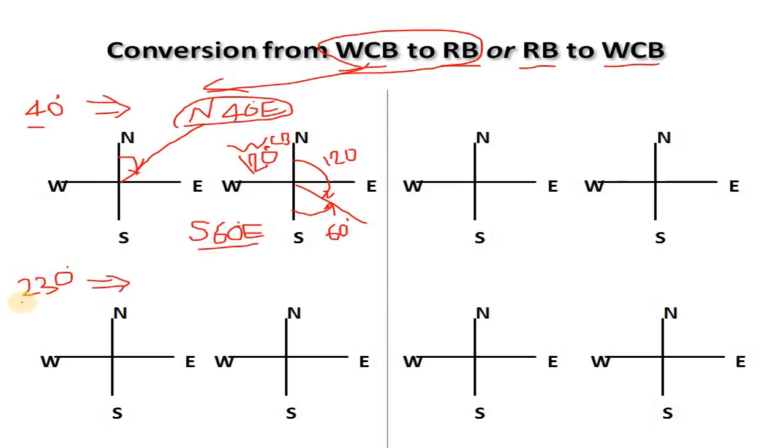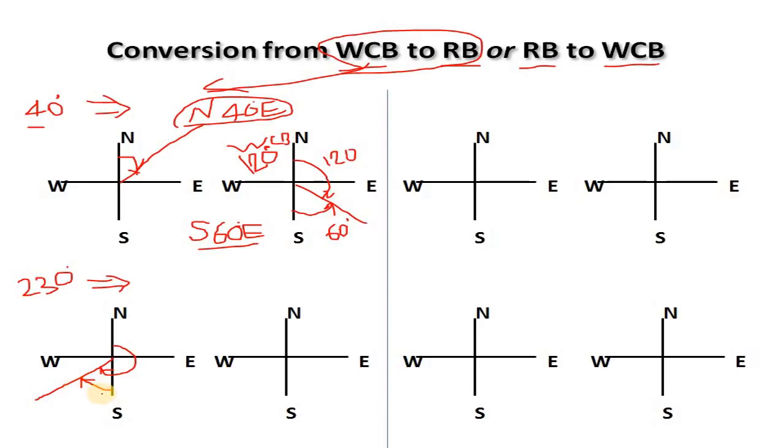So first draw 230 degree in whole circle bearing. Where will be the line? You know this angle will be the 180 degree, this angle will be the 270 degree, means this is greater than 180 and less than 270, means this line will be in this quadrant, this angle is 230 degree. For reduced bearing system you require this angle, because this line is nearer from south in this direction, so you require this angle to write reduced bearing.